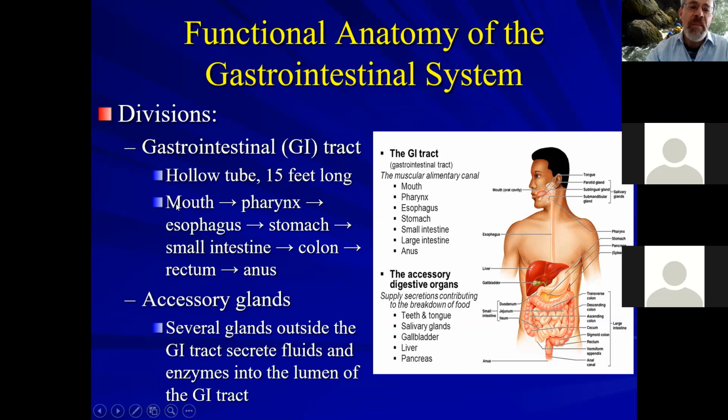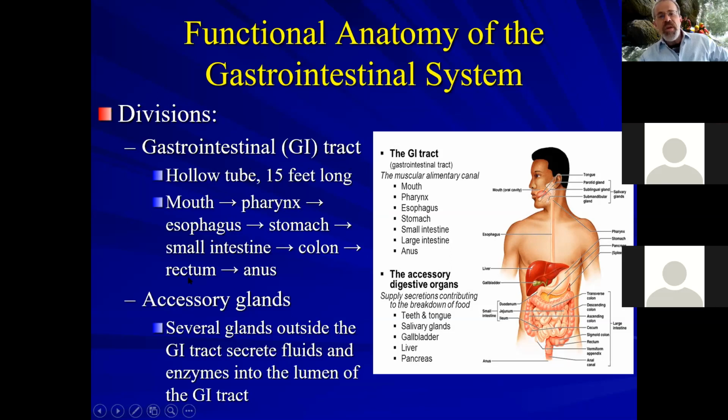And it begins with the mouth, obviously, through the pharynx, esophagus, stomach, small intestine, colon, which is another name for the large intestine. And then finally, the anus. That's the tract, that's the tube, and that's where food is traveling through.